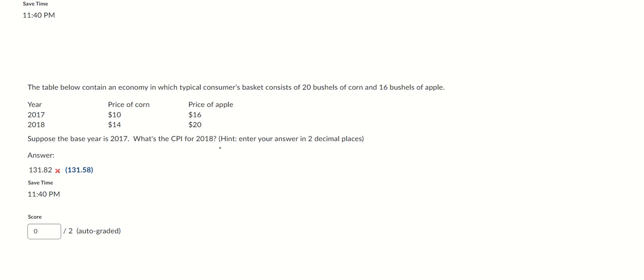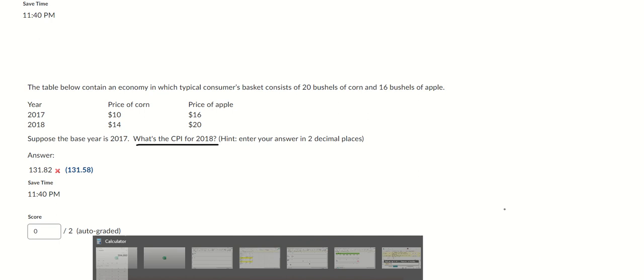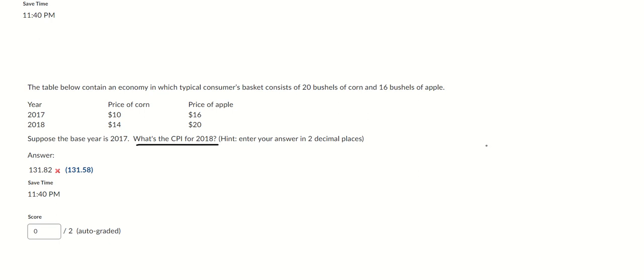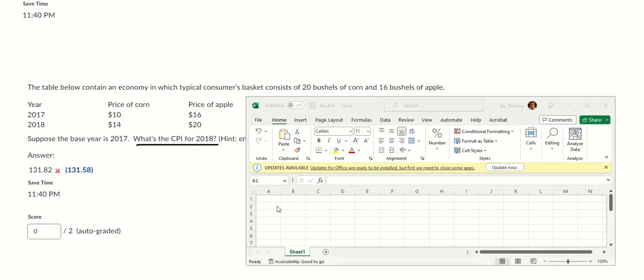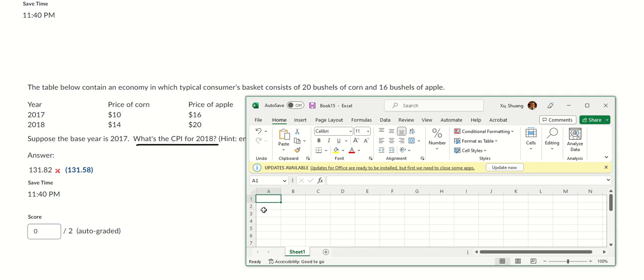All right. So next one, oh, this is a little more difficult. So we have to find out what the CPI for 2018 is. To find the CPI, we're going to find out the basket value first. Let's use our spreadsheet. Let me open my spreadsheet. All right, so let's open the spreadsheet. Let's type in the information.